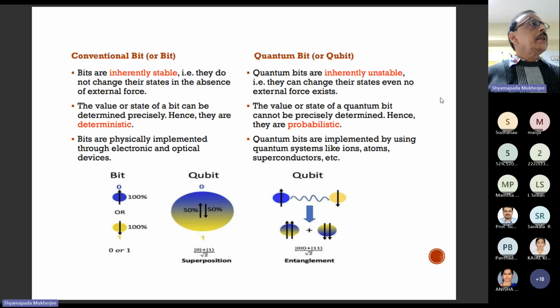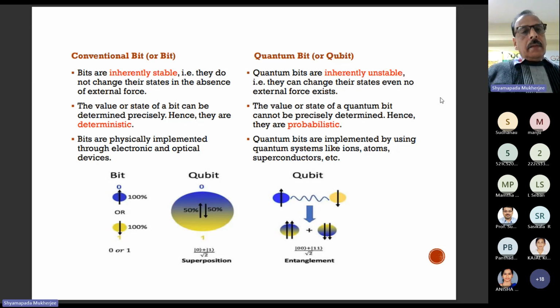Decoherence is another feature of quantum mechanics, and it can be rectified by quantum error correction. We had a different chapter already on how to do quantum error correction. But in classical bits, the state of a bit can be determined precisely, hence they are deterministic. You can exactly say the function value. But in quantum computing, the state of a qubit is always probabilistic.